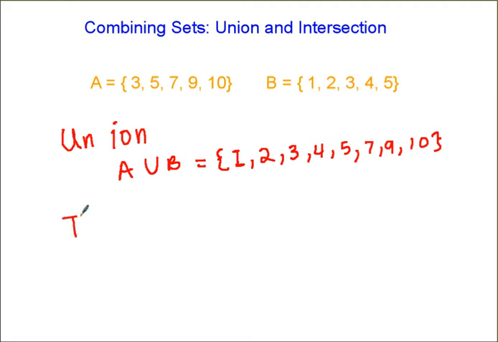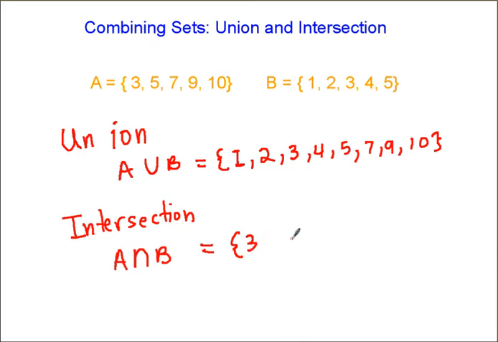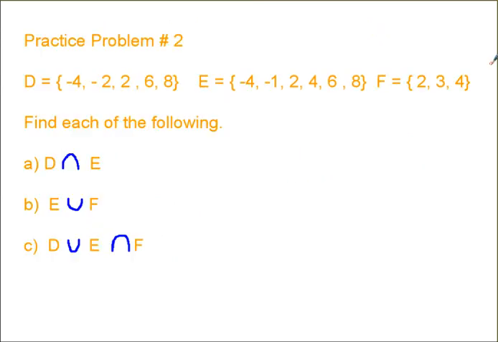If I want to do the intersection, I now have the elements that are both in A and B. For the intersection of A and B, I have 3 in both sets, and I also have the number 5 in both sets. So we can have a union where we take all the unique elements from each one and combine them. We have an intersection where we take only the elements that are in each set. And then a couple practice problems here. You have the sets D, E, and F, and we're going to do the union and intersection of a couple of them here.